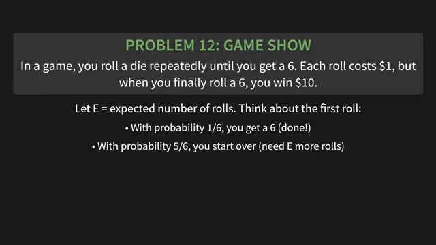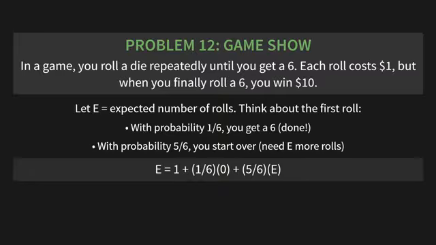But with probability 5/6, you don't get a 6. And here's the key insight. You're right back where you started. You still expect E more rolls to get that 6. So our equation becomes E equals 1, that first roll, plus 5/6 times E, the expected additional rolls if you fail. Let me break this down even more.